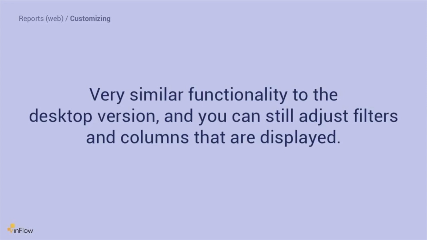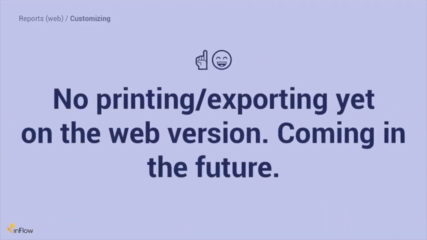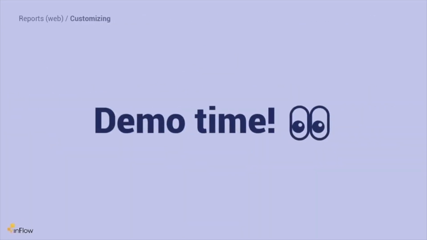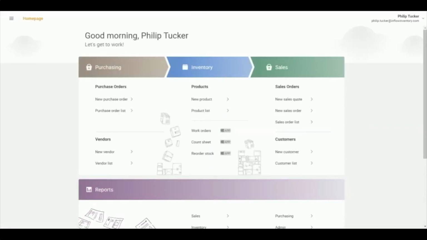You still have the same filters, the same columns for the most part. And again, we are working on the web app reports constantly. It's one of the ongoing projects with the team. So more features will be coming to this in the near future. At the moment, the one sad thing with the reports on the web is that there is no printing or exporting them yet. So that is going to be coming in the future. But again, if you just needed to quickly find some information and pull up that data on the web anywhere that you are, you can easily do that without having to install the actual inFlow Cloud program. So we can quickly show that.